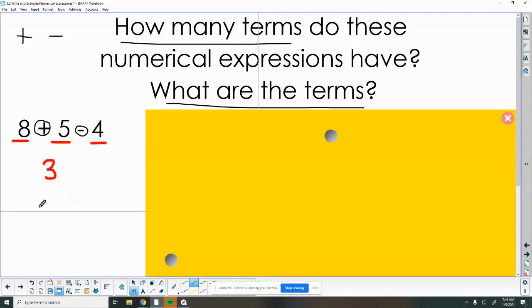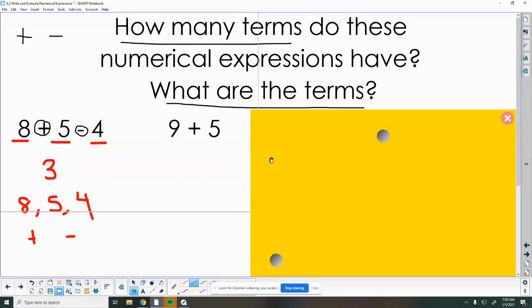And the first ones were added together. So the terms, we have 8, 5, and 4. The first 2 were added together. The next 2 were subtracted. So what are the terms? How did they get there? 3 total. Here they are. How did we get there? So let's go ahead and try this one. Write down how many terms, and then what are the terms and how did they get those?